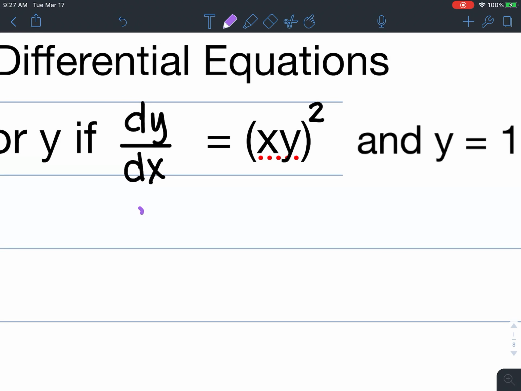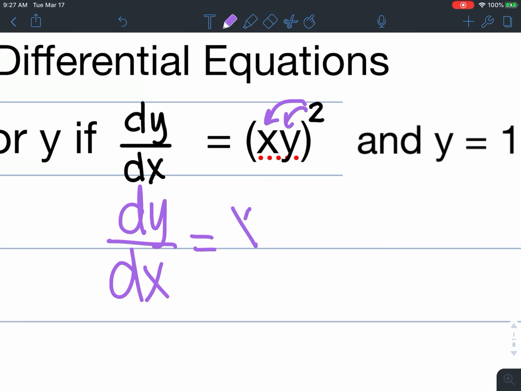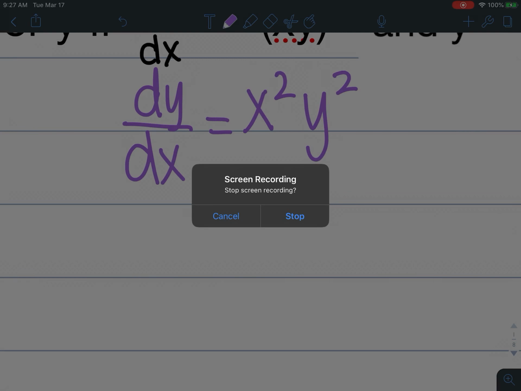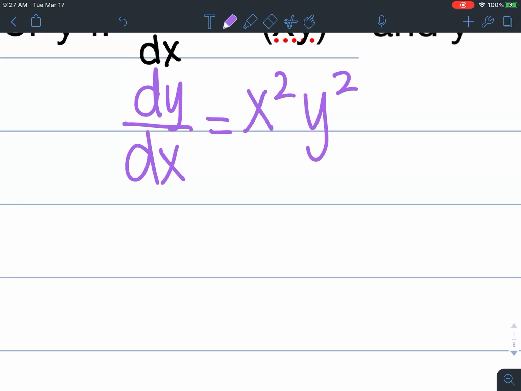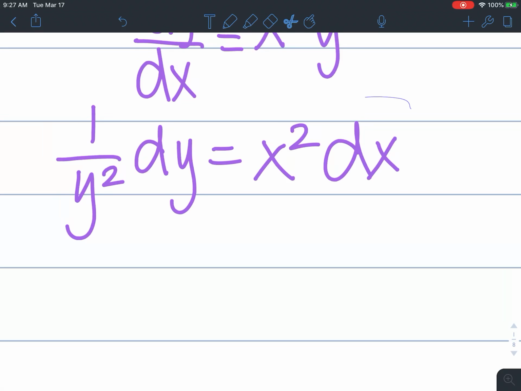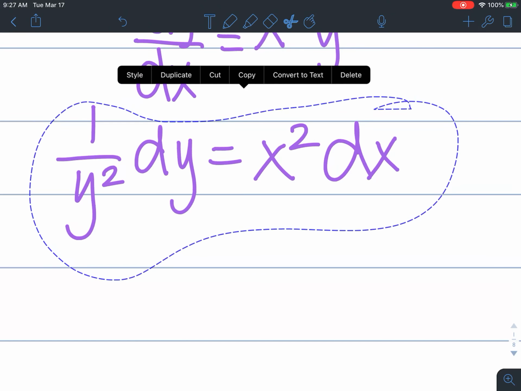The first thing we're going to do is try to get these variables separated. So in order to do that, I'm going to bring in that exponent. Next, I'm going to move all of the y's to the left and all of the x's to the right. So that's going to be 1 over y squared dy equals x squared dx. And now from this, I can integrate both sides.